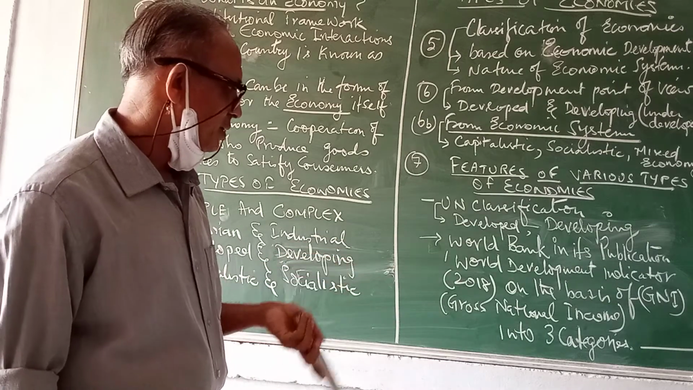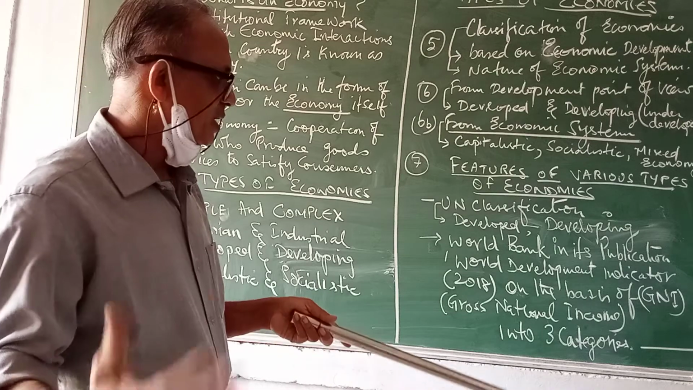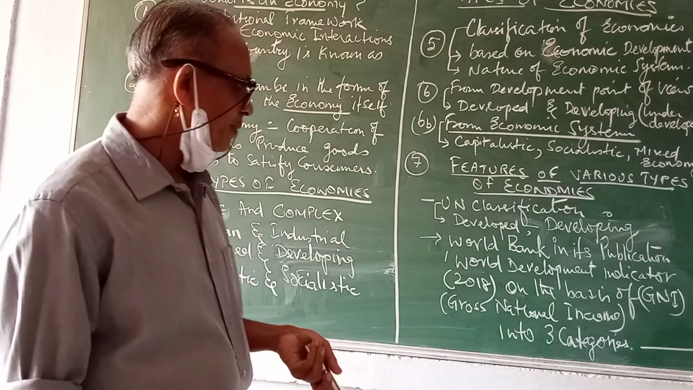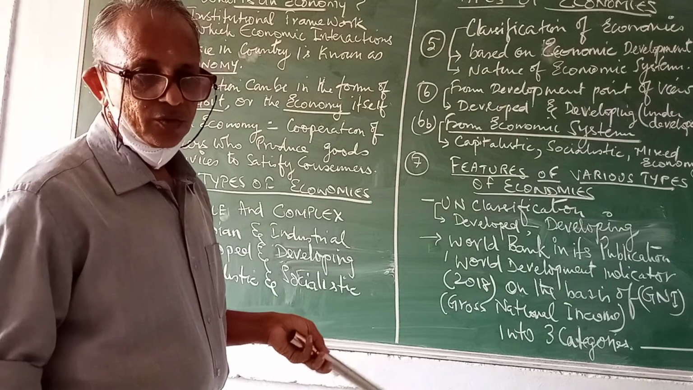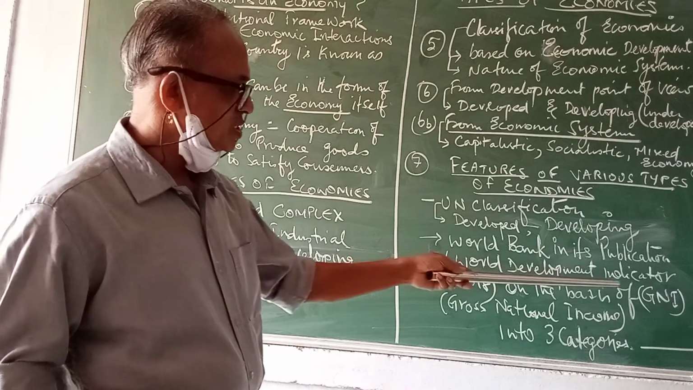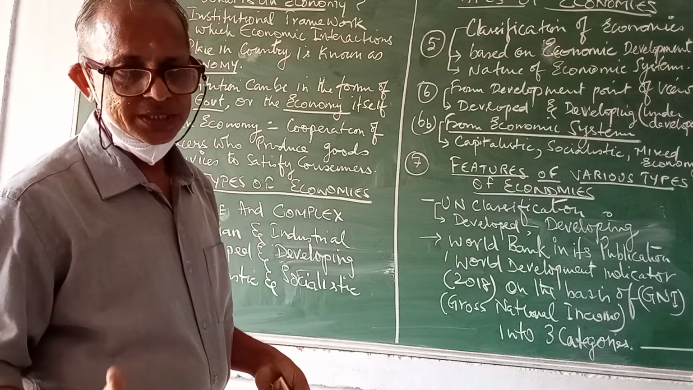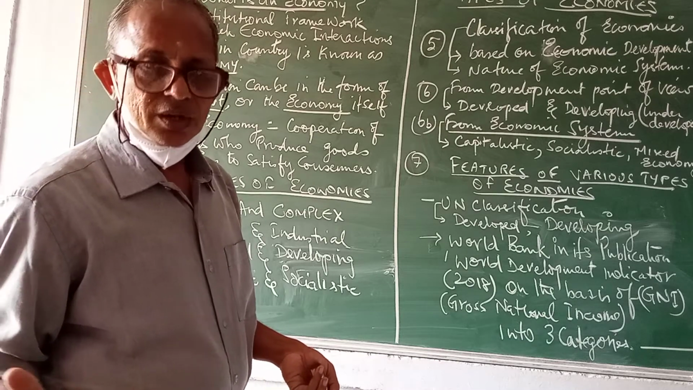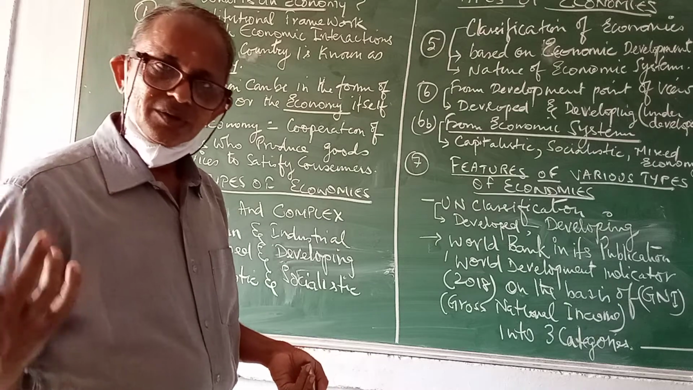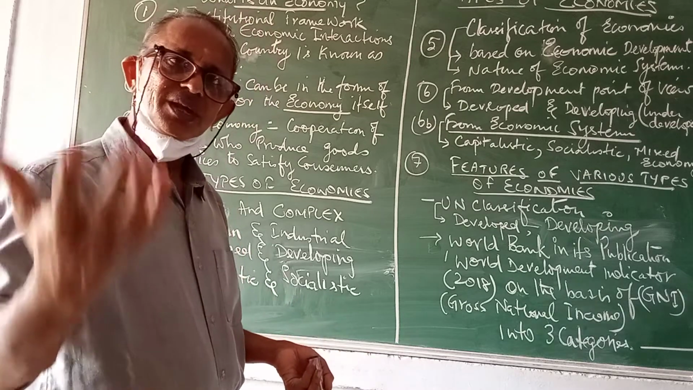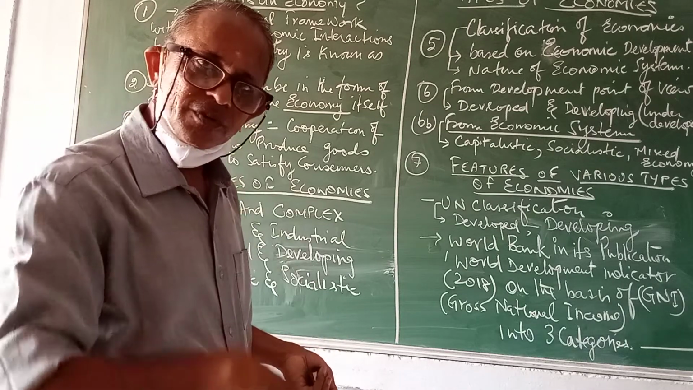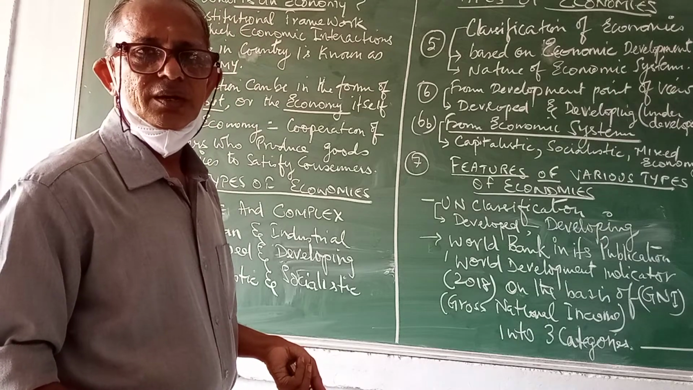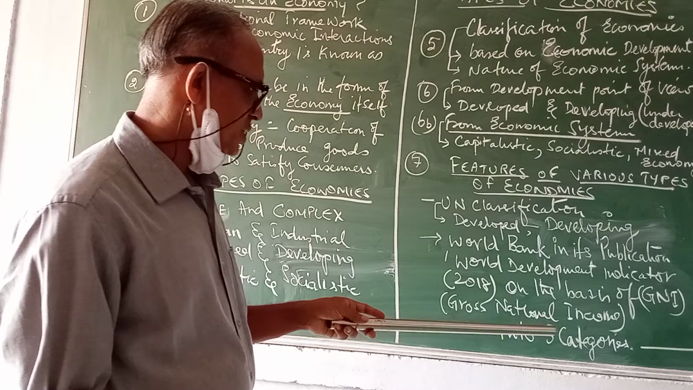Similarly, the World Bank in the year 2018 published a journal called World Development Indicators. And what was the indicator? The indicator was GNI. What is GNI? Gross National Income. What is gross national income? It is the whole sum total of income earned by individuals within an economy plus the flow of income from abroad into our country.